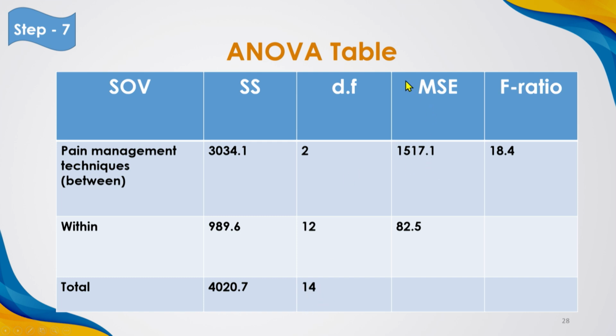Now we will compute the mean sum of squares for all these sources. First, the mean sum of squares for treatment: we divide the sum of squares for treatment by degrees of freedom 2, and we get 1517.1. Then we calculate the mean sum of squares for error by dividing the within sum of squares by degrees of freedom for error 12, so we get 82.5. Finally comes the F ratio, which is the mean sum of squares for treatment divided by the mean sum of squares for error, which is 18.4.